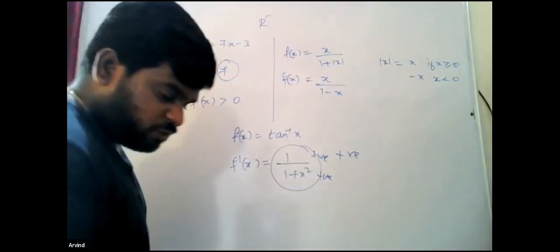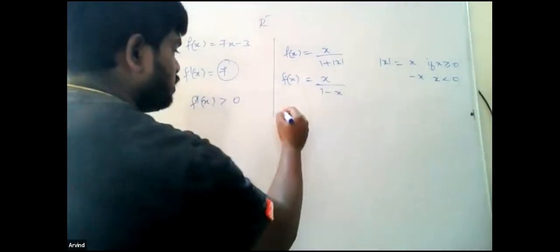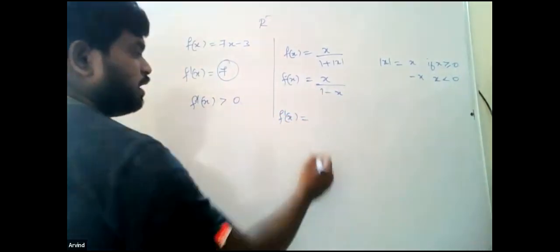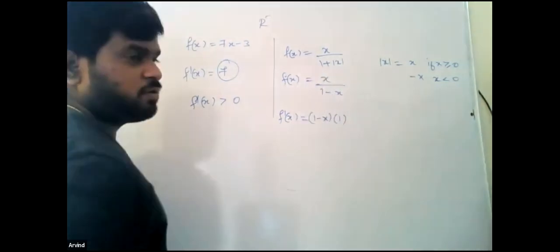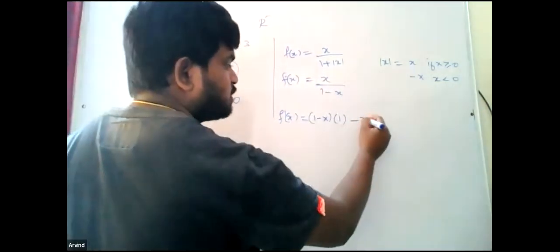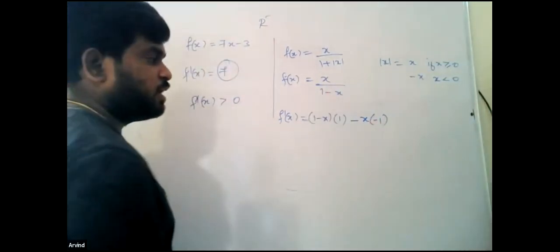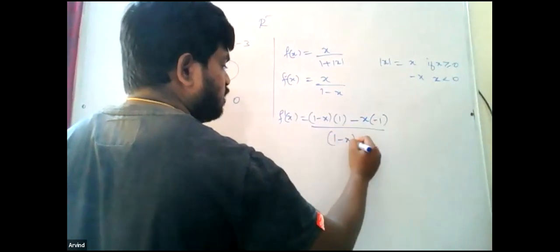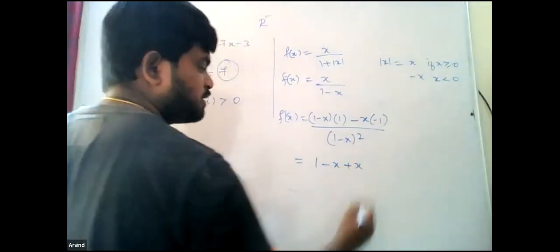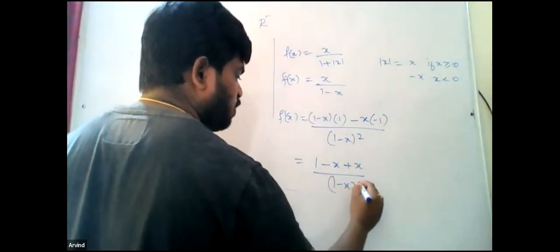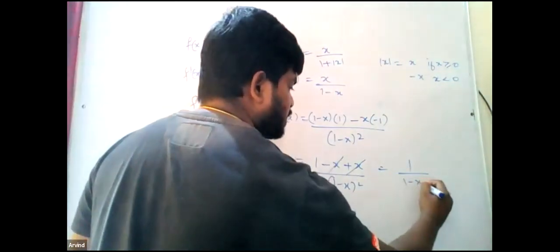Now let's find f dash of x. F dash of x using quotient rule. So denominator into differentiation of numerator. So 1 minus x into differentiation of x is 1, minus x into differentiation of denominator. ನಿಮಗೆ minus 1 ಬರುತ್ತೆ, ಯಾಕಂದ್ರೆ minus x ಇದೆ ಅಲ್ವಾ, so minus 1 divided by 1 minus x the whole square. So observe carefully, 1 minus x minus into minus plus x divided by 1 minus x the whole square. So plus x minus x gets cancelled, 1 divided by 1 minus x the whole square.